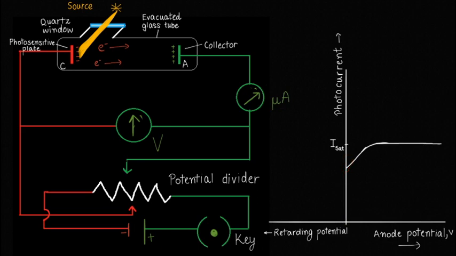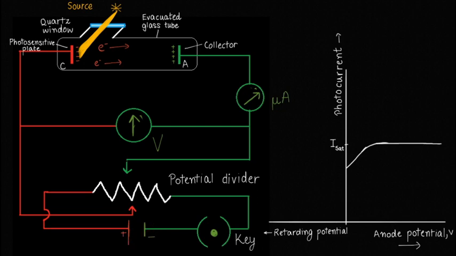Now what happens if I decrease it further than zero? What do I mean by decreasing it below zero? This is zero. If I go below zero, I cannot simply go negative, so what I will do is make this negative terminal positive and this positive terminal negative.